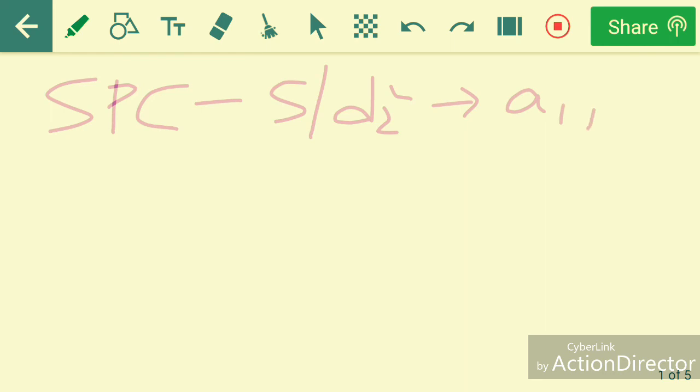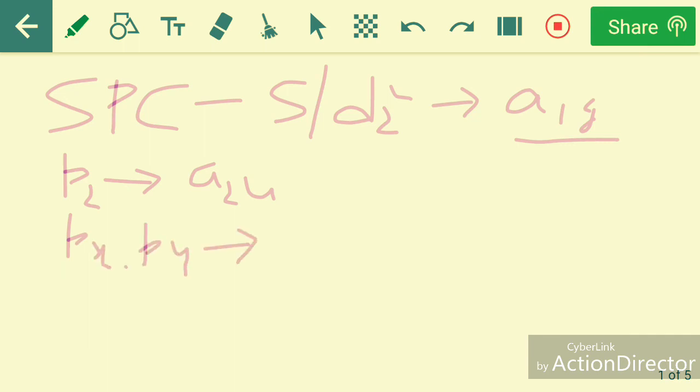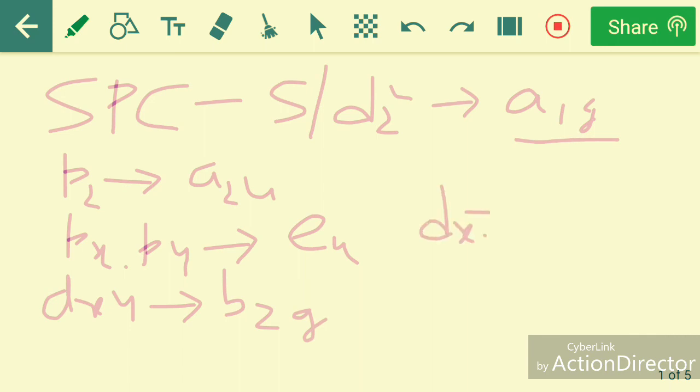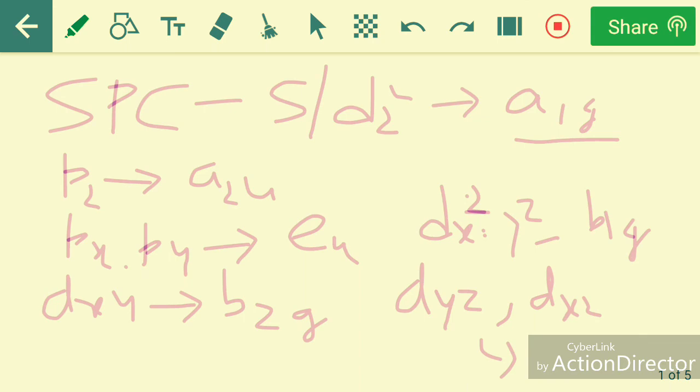In a square planar complex, the s orbital and dz square orbital come under the category of a1g. Their irreducible representation is a1g. Then pz can be represented by a2u. Px and py can be represented as eu. Dxy can be represented as b2g. Dx square minus y square can be represented as b1g, and dyz and dxz can be represented by eg.